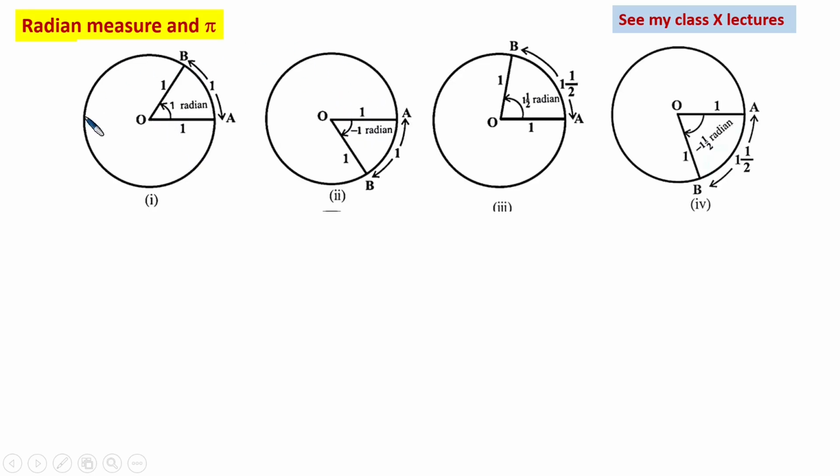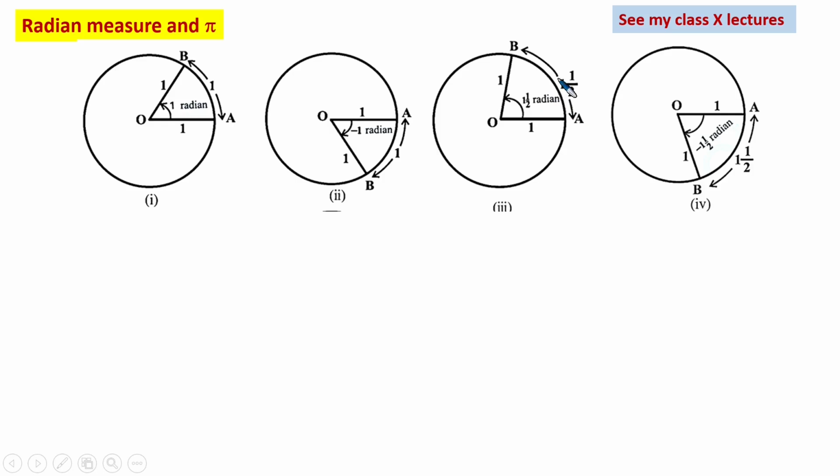If you have a circle with a radius of 1 unit, either 1 centimeter or 1 inch, whatever it is, and the length of the arc from A to B is again 1 centimeter, then the angle subtended by this arc is 1 radian. If it goes in the counterclockwise direction, we take it as positive, and if it goes in the clockwise direction, we take it as negative. This is the same thing: the length of this arc is also 1 unit, suppose 1 centimeter.